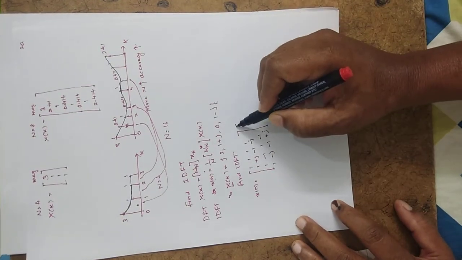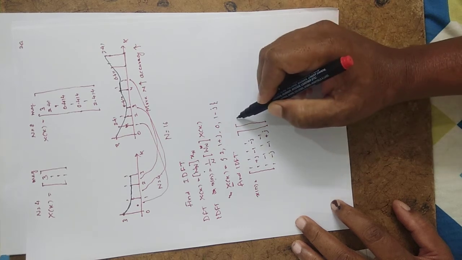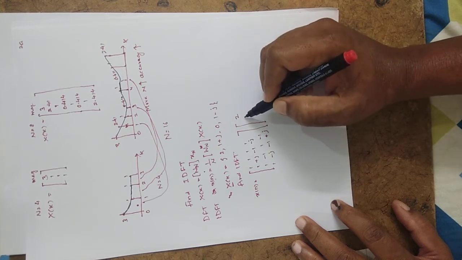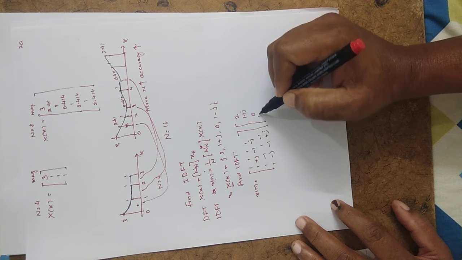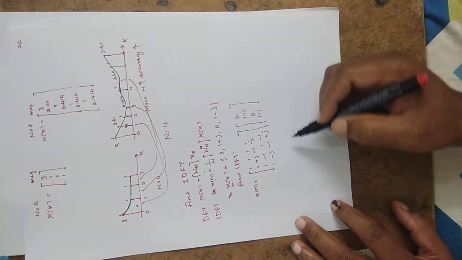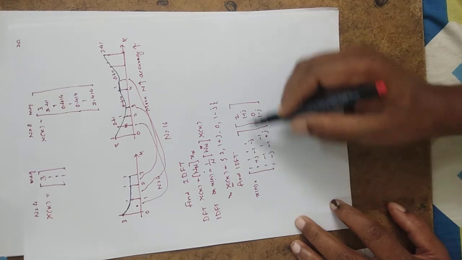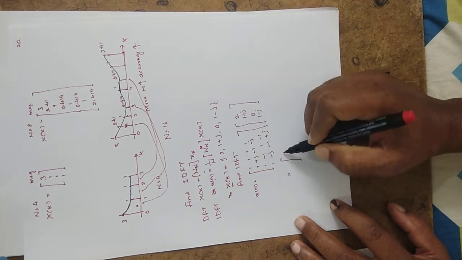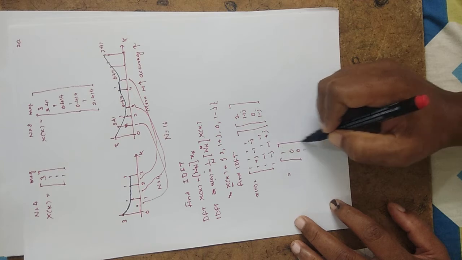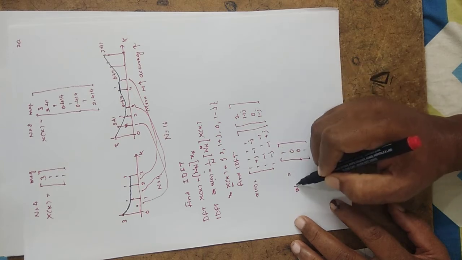This you multiply with the given DFT sequence: 2, 1 plus j, 0, 1 minus j. So after this cross multiplication, you will get the answer as 1, 0, 0, 1. This is your sequence x of n.